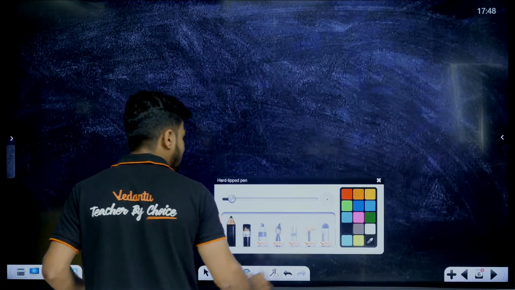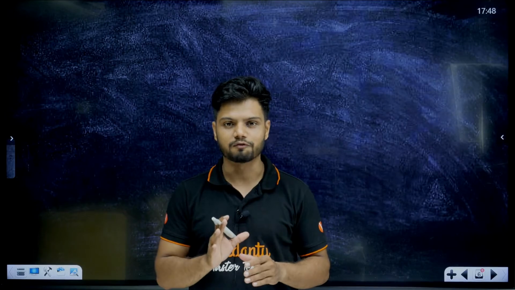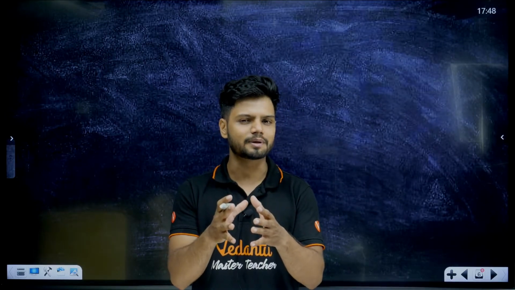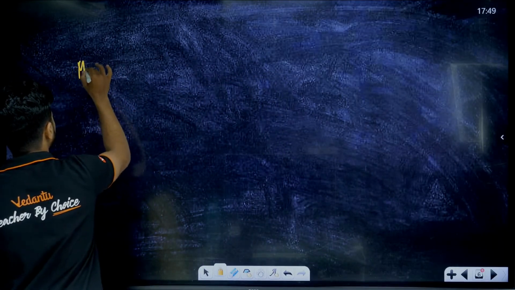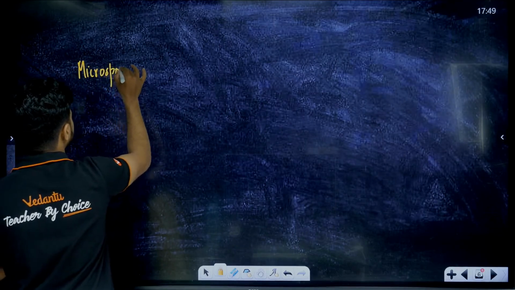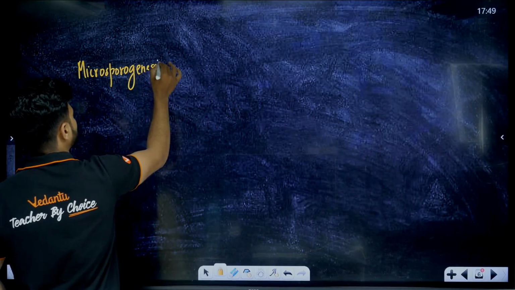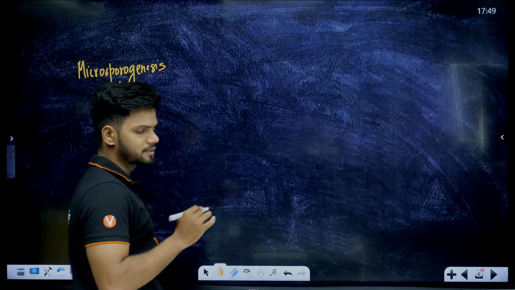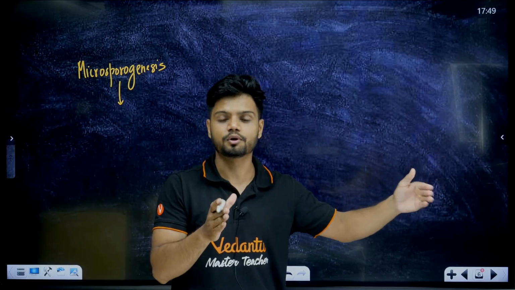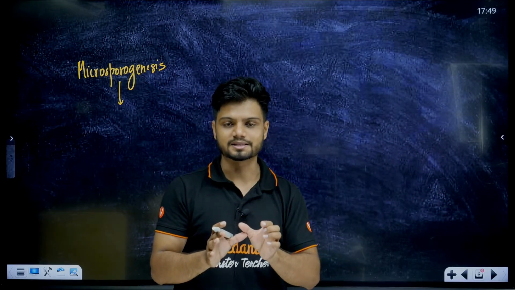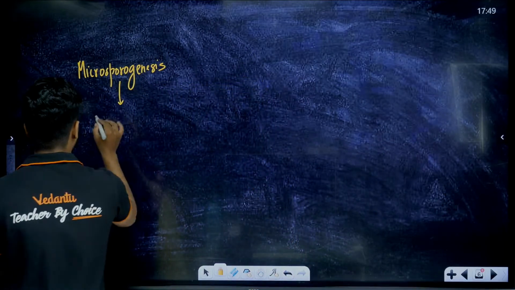Now, can anyone tell me the next concept which we learn in the sexual reproduction of flowering plants chapter? The next main concept is going to be microsporogenesis. Can anyone tell me what this microsporogenesis leads to? The end product of microsporogenesis is going to be pollen grains. But before the pollen grains, the initial product of microsporogenesis is nothing but microspores.